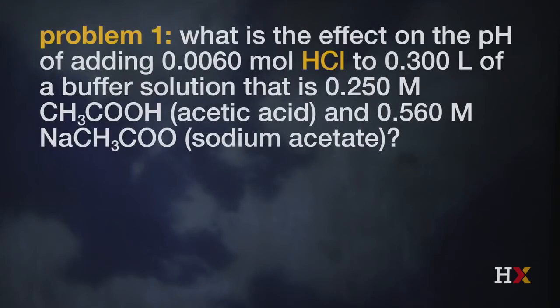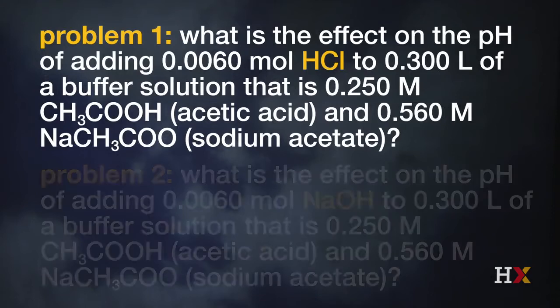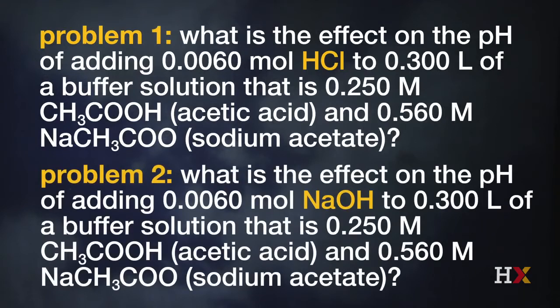So let's continue then with the calculation of pH changes in a buffer solution. So the problem now is, what are the effects on the pH of adding 0.006 moles of HCl, and then we'll do the calculation for 0.006 moles of sodium hydroxide. And we're going to add this to a 0.3 liter buffer solution that has 0.25 molar of acetic acid and 0.56 molar of sodium acetate.